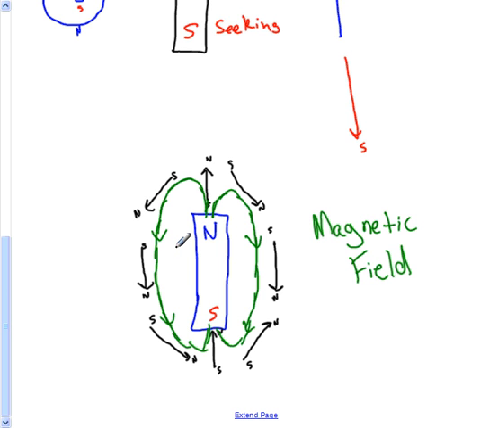Okay, it's similar to what the electric field is, where it's an area around a charge that has the ability to affect another charge. But now we're talking about magnets here. So they are related to each other, but they're not the same field. We have the electric field, we have the magnetic field.